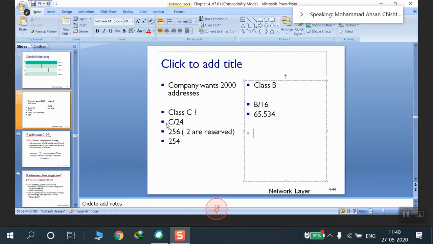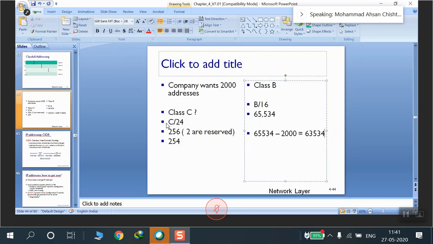Now, how many does the company want? The company wants 2000 addresses. You are giving it a class B address. You are wasting quite a lot of addresses here. 63,534 addresses are getting wasted.